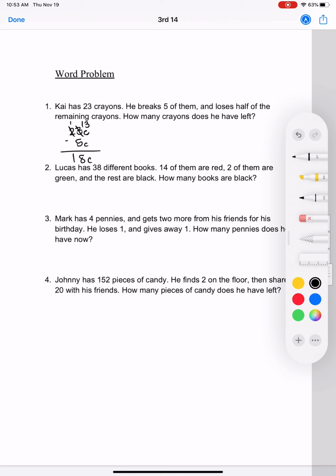So after he breaks 5 of them, he has 18 crayons left, and he loses half of the remaining crayons. So he loses half of the 18 remaining crayons. So 18 divided by 2 equals 9, which means that he has 9 crayons left.